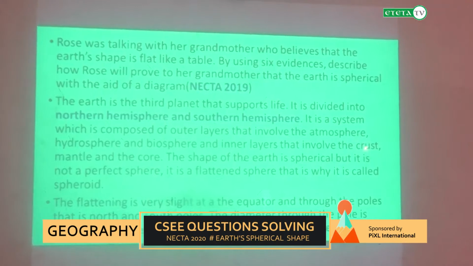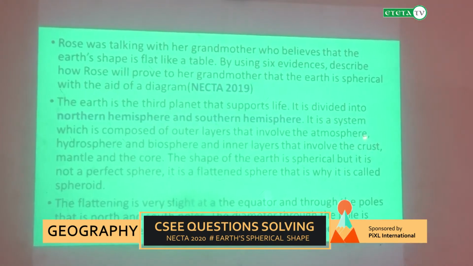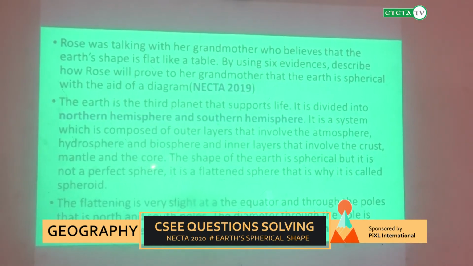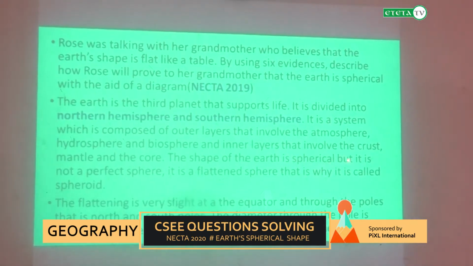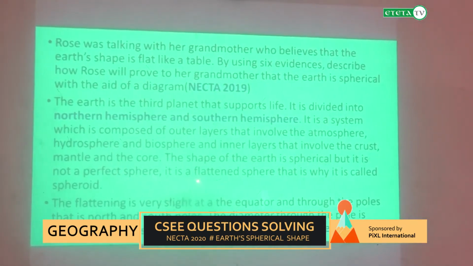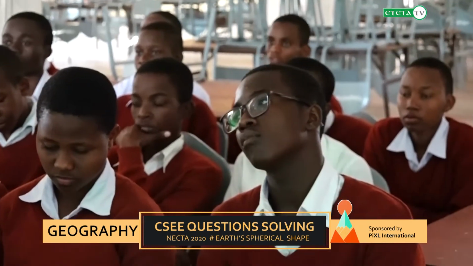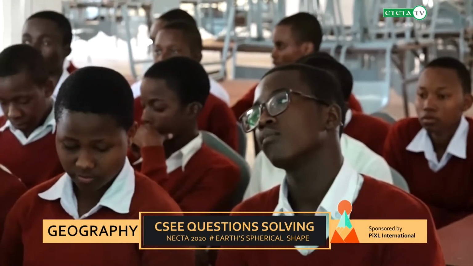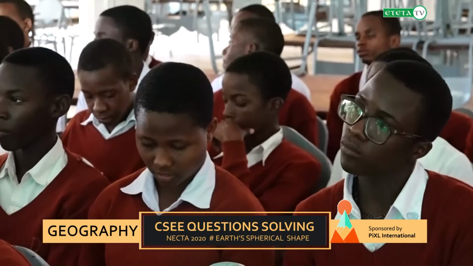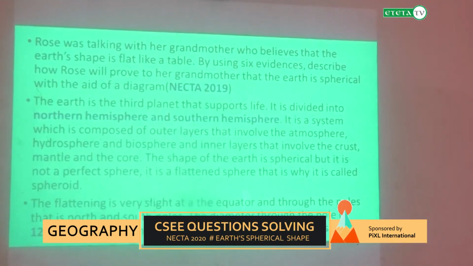Of course, these ones have got other names. This one is the lithosphere, and this one is also the outer layer and the inner layer. The shape of the Earth is spherical, but it is not a perfect sphere. It is a flattened sphere. That is why it is called a spheroid. The shape of the Earth takes the shape of an egg, that oval shape. It is not a perfect sphere.